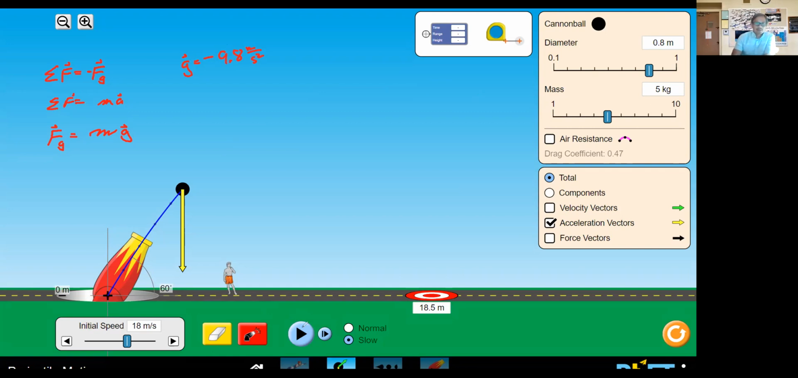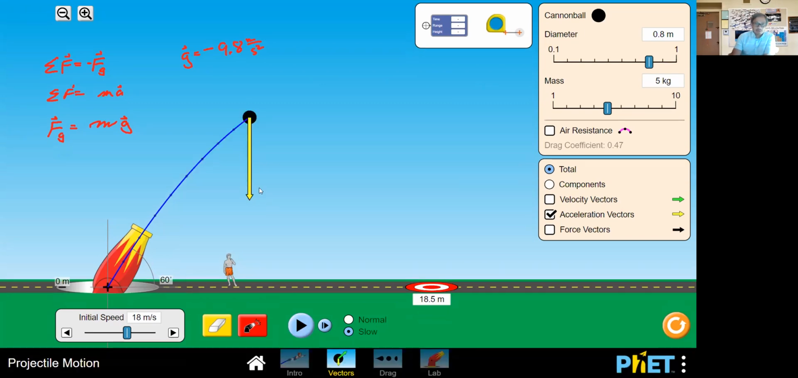And as we progress, and as I let it run again, if you notice, the length of that acceleration vector does not change. At the very top there, the acceleration vector is still downward, and it's still going to be negative 9.8. It does not change the whole way through the projectile motion path. It does not change until it touches the ground again. When it comes to a stop, no more acceleration. The acceleration vector is gone.